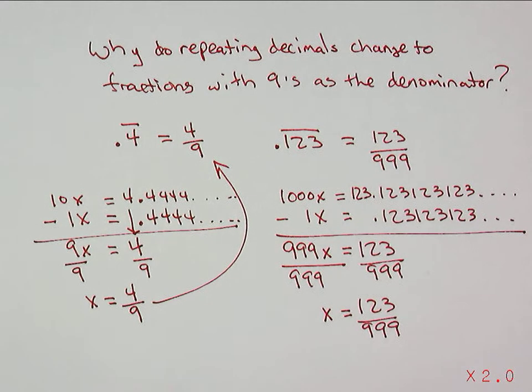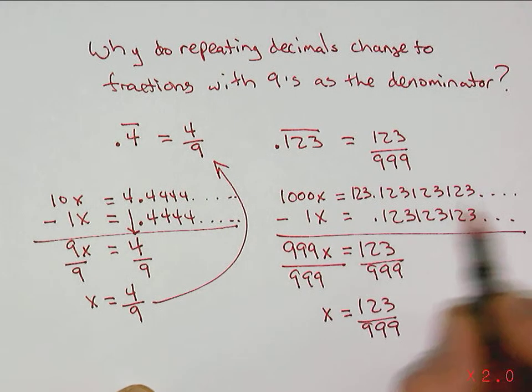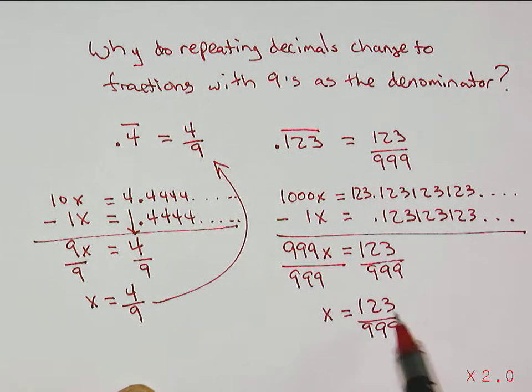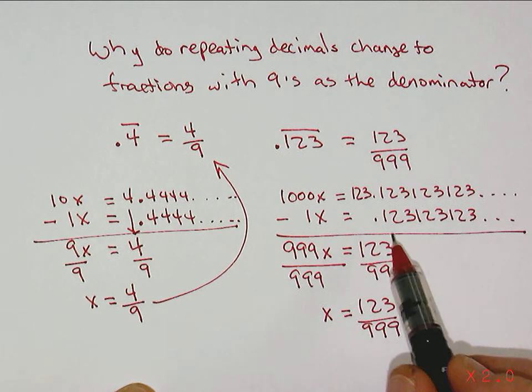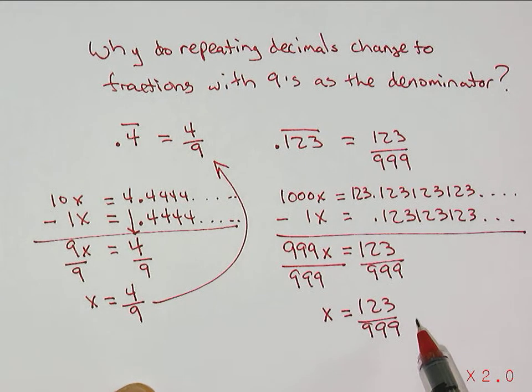And this always works with repeating decimals. It's a way of showing that they are rational numbers, because they can be written as a ratio, a fraction. Even though they repeat and go on and on forever, they can be written very clearly as fractions like this. So that's why repeating decimal numbers always end up with nines on the bottom. And you can tell how many nines you need by how many numbers repeat, generally.